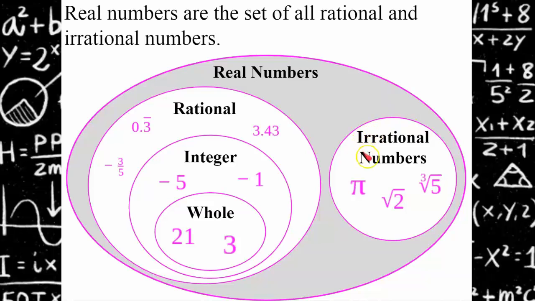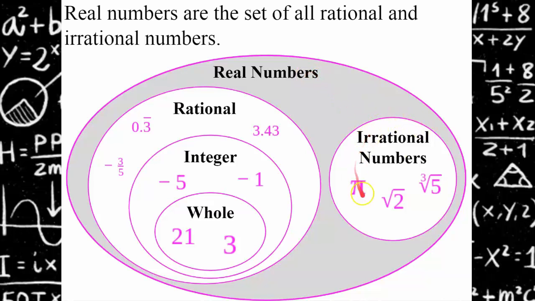Let's start with irrational numbers. We've already identified pi as an irrational number. It has a non-terminating, non-repeating pattern. So therefore, it's irrational and real. The square root of 2 is the square root of a non-perfect whole. If you calculated that on a calculator, it would be a non-terminating decimal that does not have a pattern. So the square root of 2 is irrational and real.